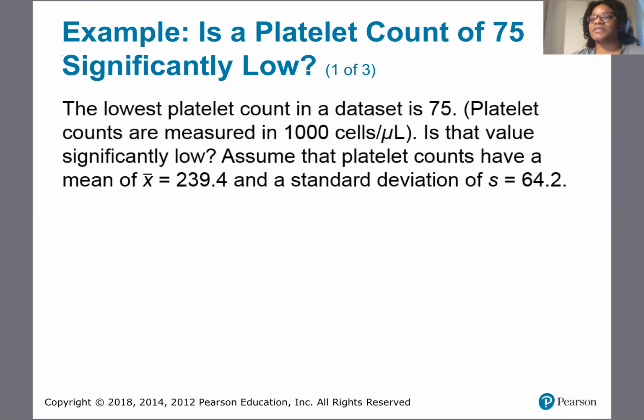All right, so let's look at this platelet count of 75, and we want to know if it's significantly low. The lowest platelet count in a data set is 75. Platelet counts are measured in 1,000 cells per microliter. Is that value significantly low? Well, we assume that the platelet counts have a sample mean of 239.4 and a standard deviation of 64.2. So I'm going to set this up, and we're going to look at the z-score value to determine if it's significantly low to answer our question.